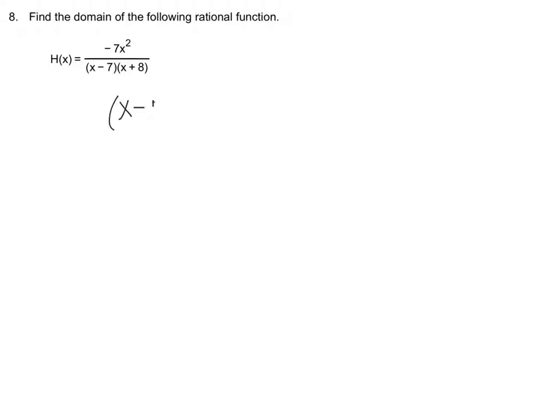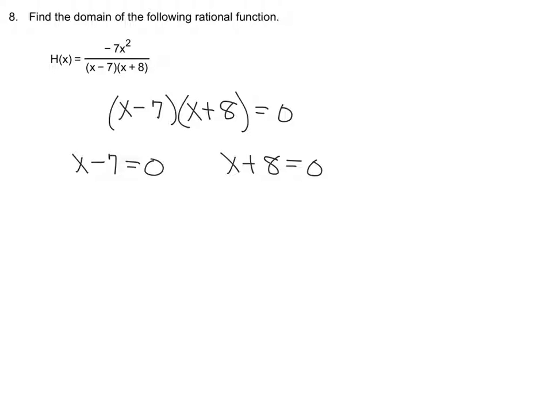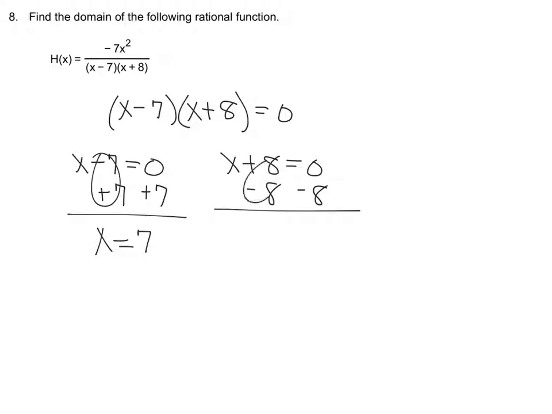So I'll set the denominator equal to 0, and I have x minus 7 times x plus 8 equals 0. Since this is already factored, I'm going to take each factor and set those equal to 0 and solve for x in each equation. The first equation, I'll add 7 to both sides and I get x equals 7. For the second equation, I'll subtract 8 from both sides and I get x equals negative 8.